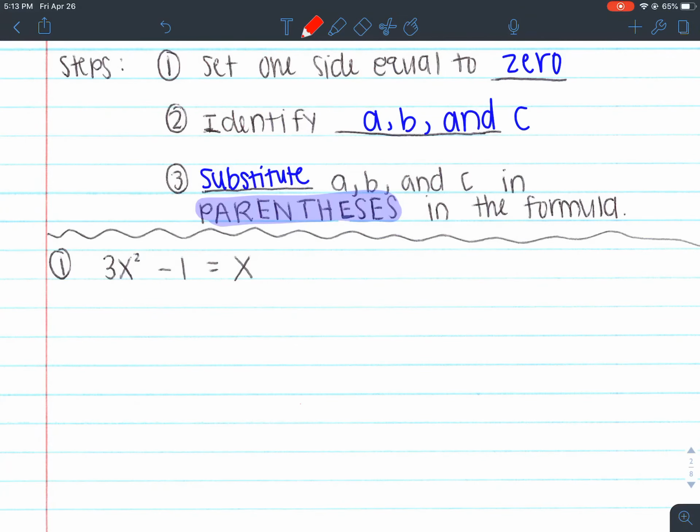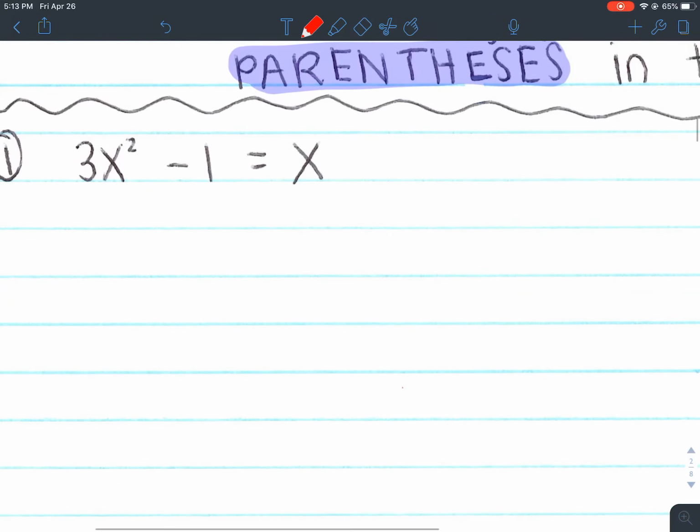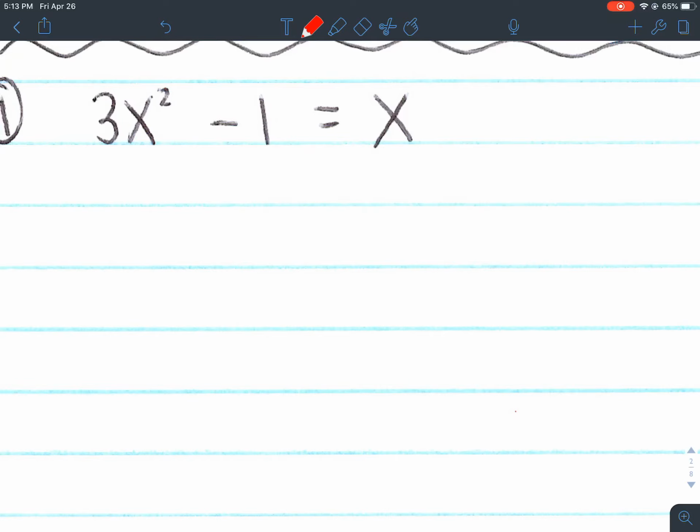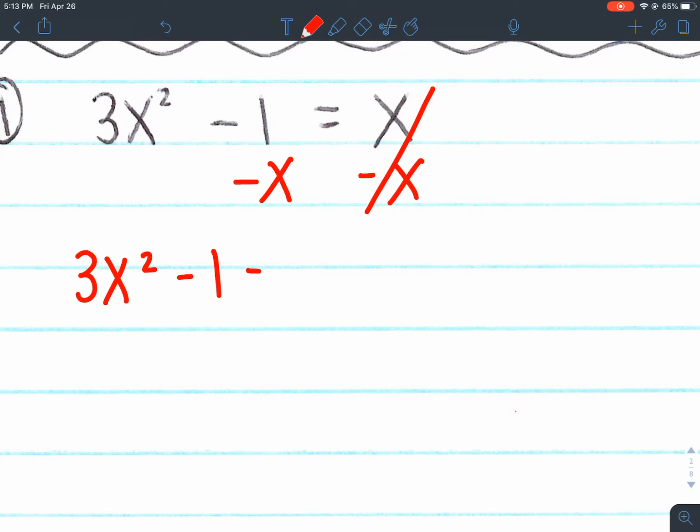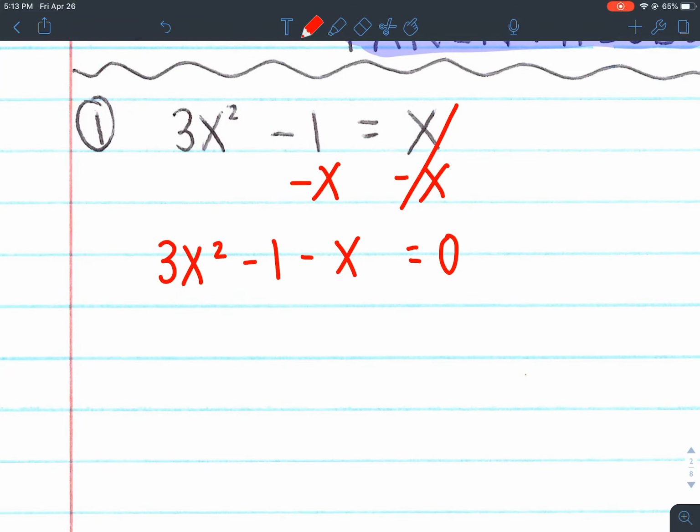All right. Number 1. Let's begin. First step is to make it equal to 0. It doesn't really matter what side, but the easiest thing for me to do would be to subtract that x over. Okay. 3x squared minus 1 minus x equals 0. Now, I prefer this to be in standard form, so it's a lot easier for me to find my a, b, and c. So I'm going to move some things around. I'm going to move the negative x first, and then the negative 1 behind it.